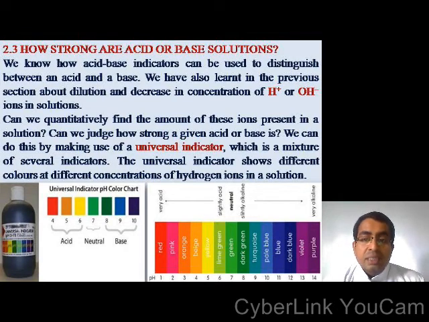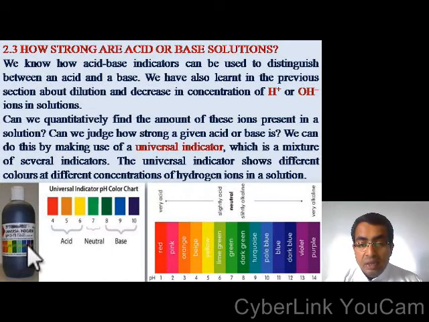Now the question is, can we quantitatively find the amount of these ions present in a solution? Can we judge how strong a given acid or a base is? We can do this by making use of a universal indicator, which is a mixture of several indicators. The universal indicator shows different colors at different concentrations of hydrogen ions in the solution.